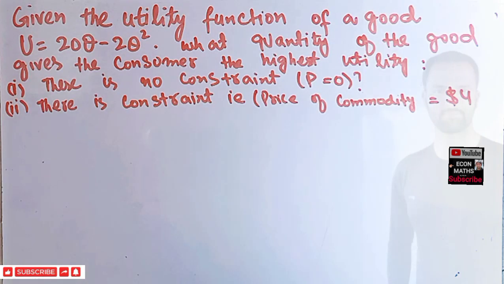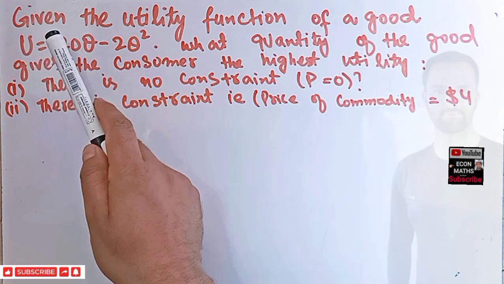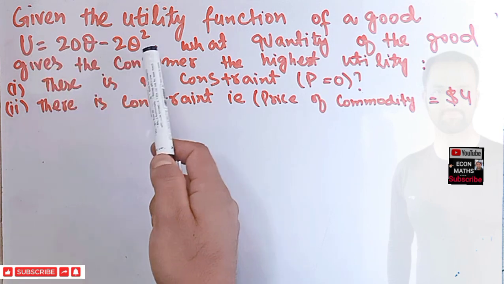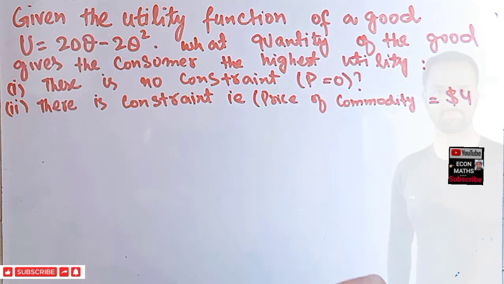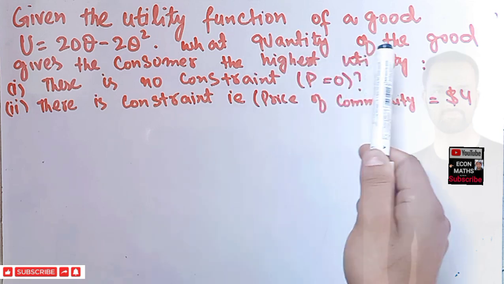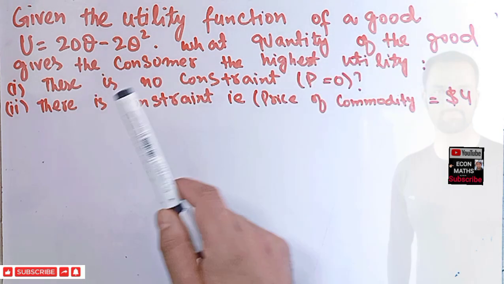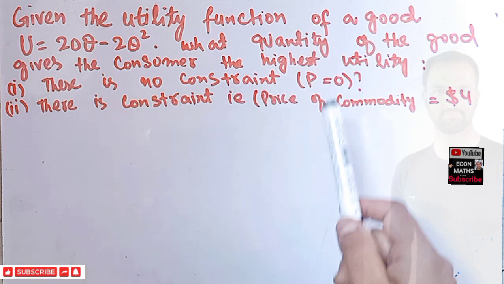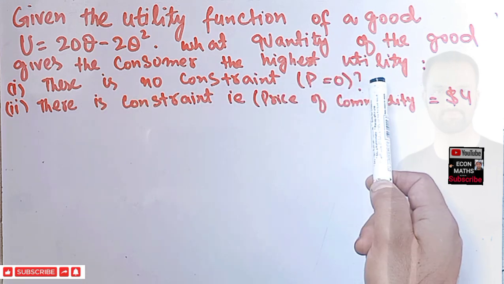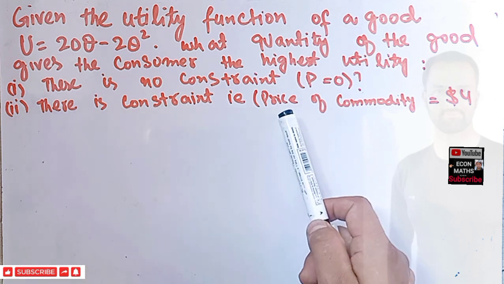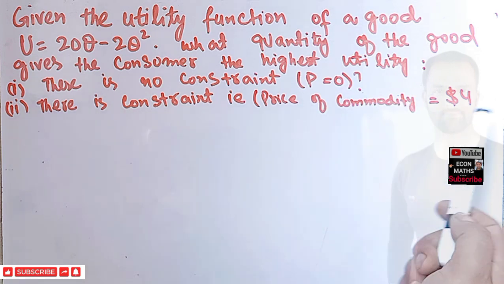In this video, we will try to solve a problem on utility maximization in a single commodity case. The question is like this. Given the utility function of a good, u is equal to 20q minus q square, u is the utility and q is the quantity. What quantity of good gives the consumer the highest utility? We have to find in two cases: when there is no constraint, that is when price of the commodity is equal to 0, and another case when there is the constraint, when the price of the commodity is $4.